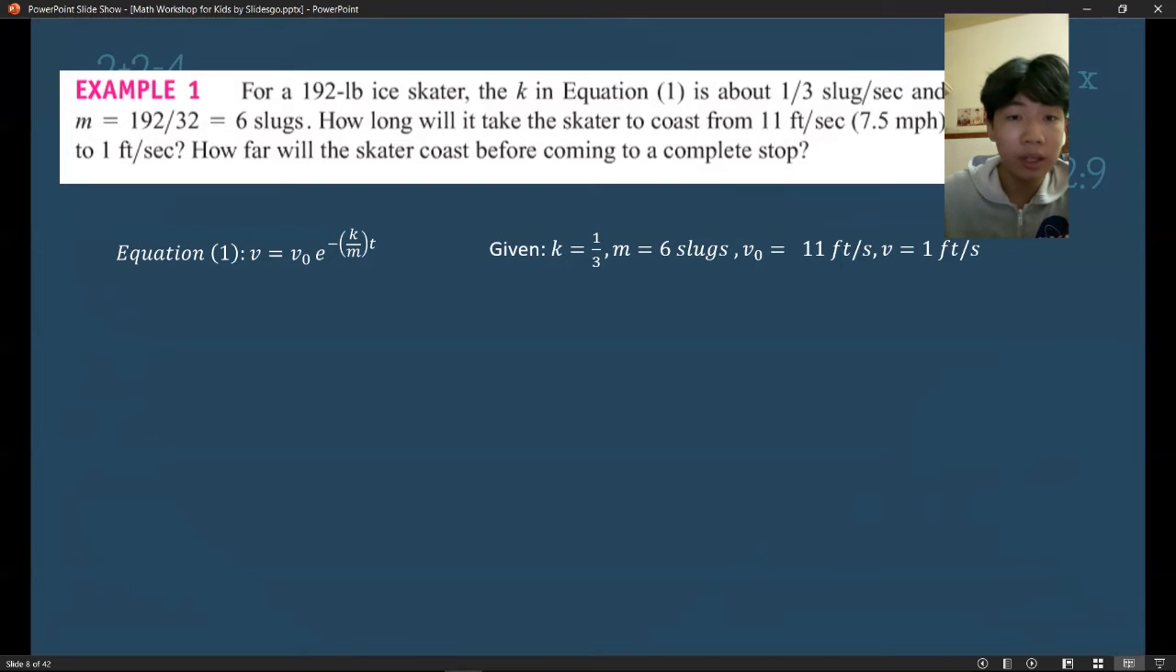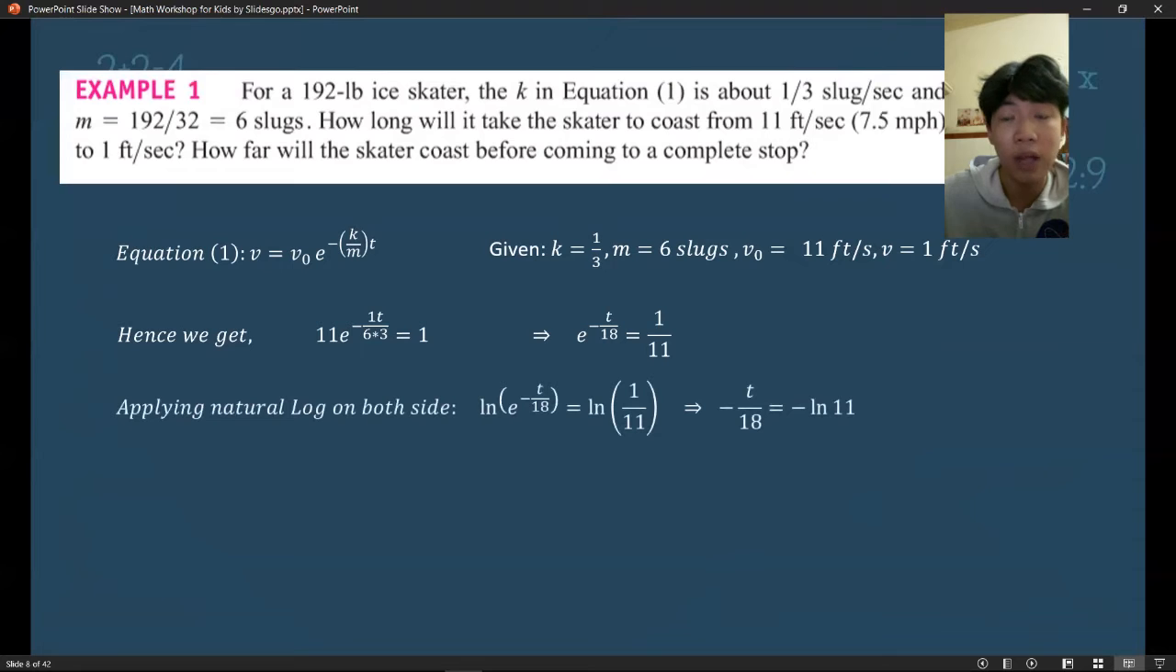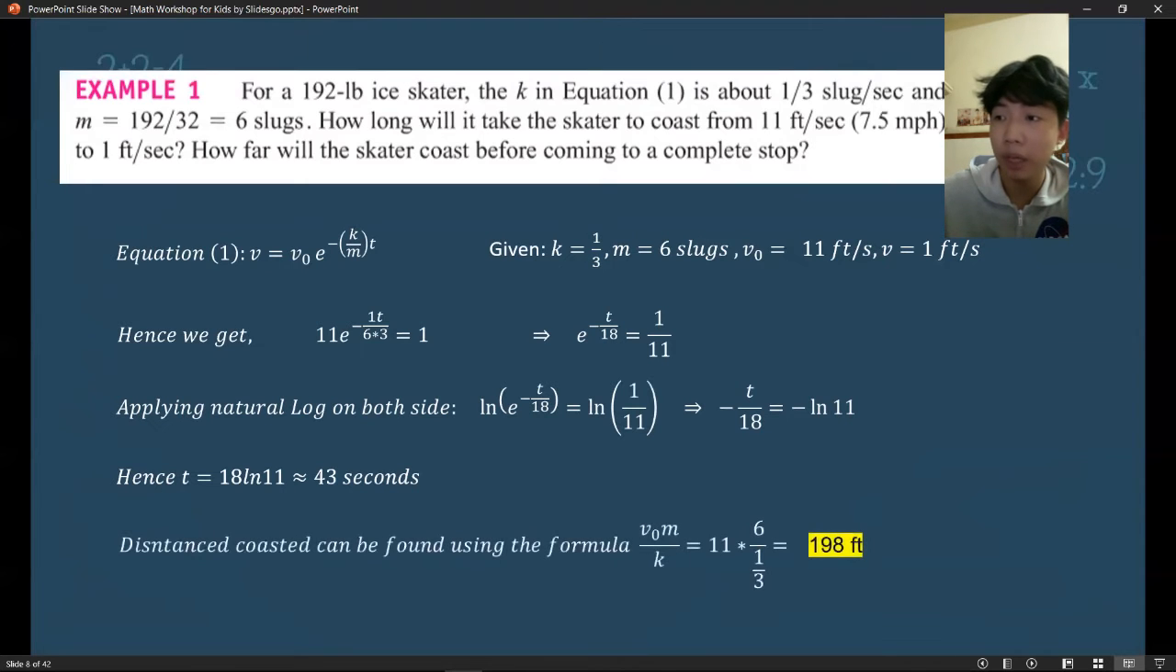So we plug into the formula, and we get 11 times e to the power of negative 1.3t divided by 6 is equal to 1, which in this case means e to the power of negative t divided by 18 is equal to 1 over 11. By applying the natural log on both sides, we find t to be about 43 seconds. So the distance coasted would be 198 feet.